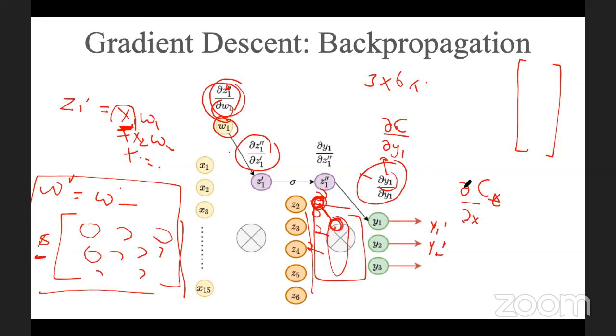So if there's any doubt about this process, just let me know. I will go through one simple example in two or three minutes, and then we can end it. Is there any question about this process? Anyone?